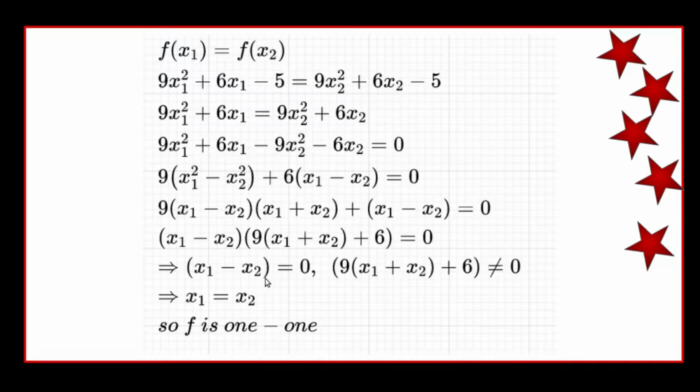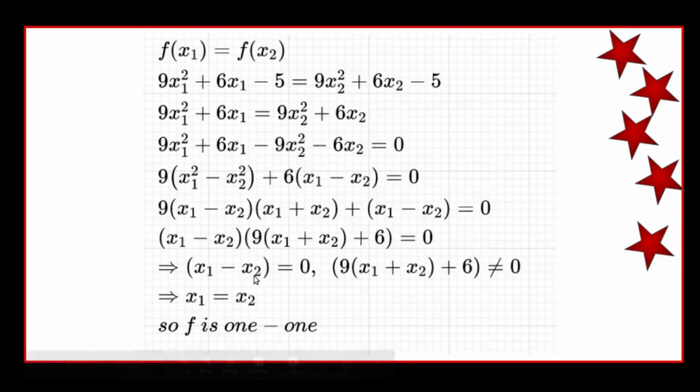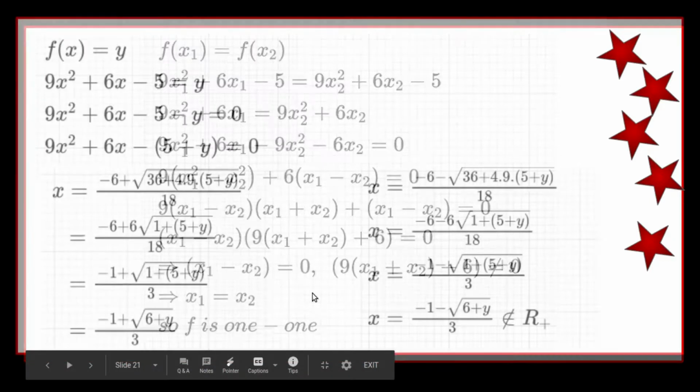So x1 minus x2 equal to 0. The other term is not equal to 0 because x1, x2 are positive real numbers. So x1 plus x2 is positive, so this bracket is positive, which is not equal to 0. So x1 minus x2 equal to 0 implies x1 equal to x2. So f is one-one.